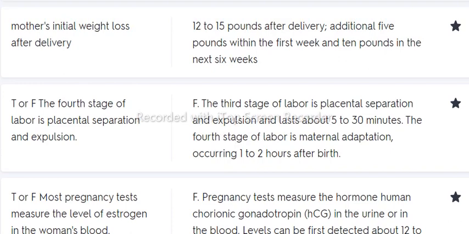True or false: The fourth stage of labor is placental separation and expulsion. False. The third stage of labor is placental separation and expulsion and lasts about 5 to 30 minutes. The fourth stage of labor is maternal adaptation, occurring 1 to 2 hours after birth.